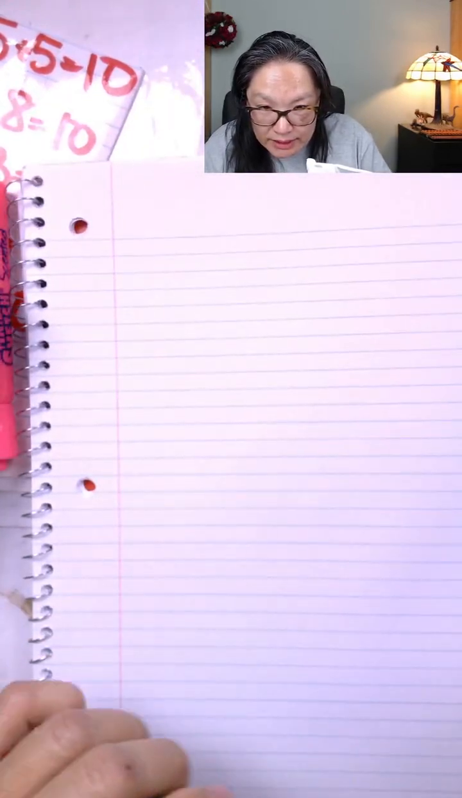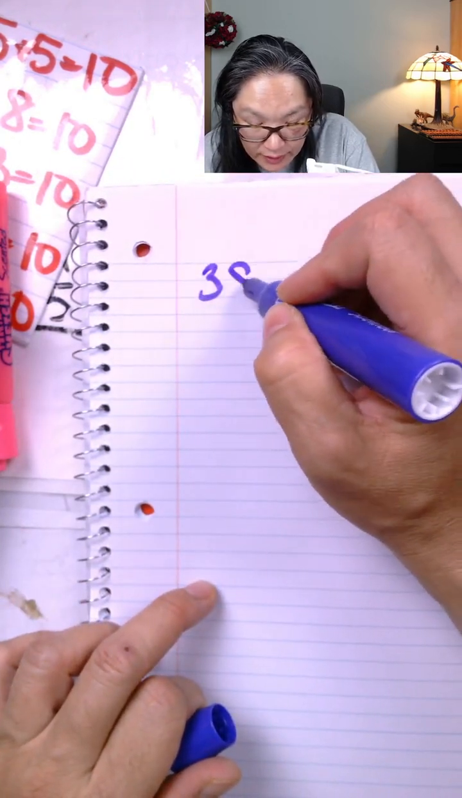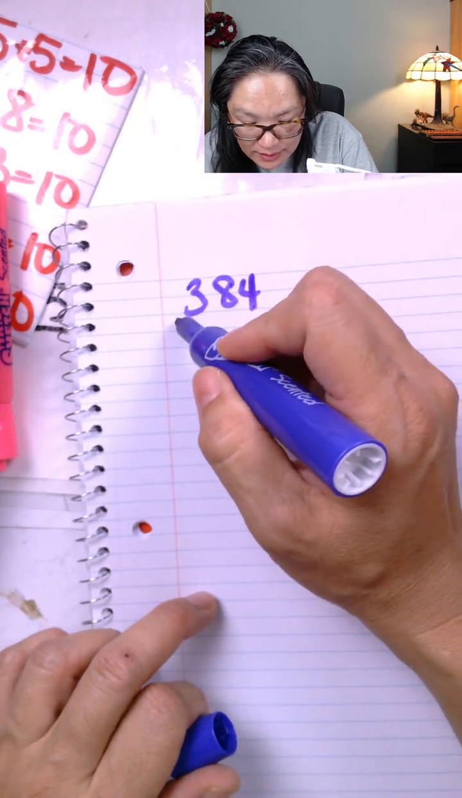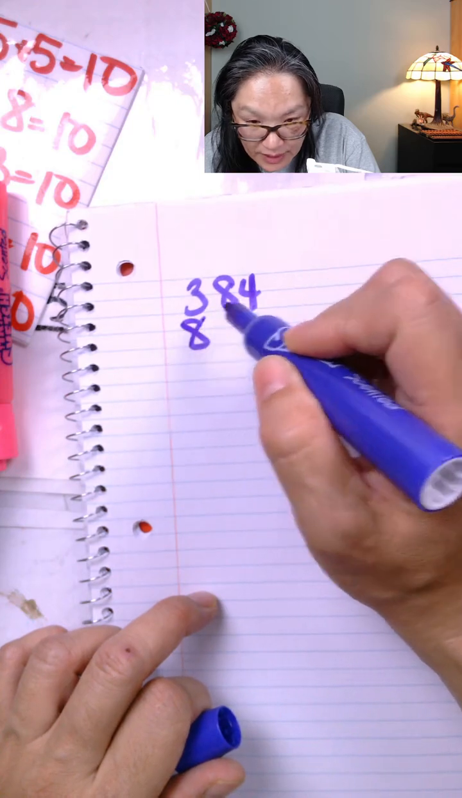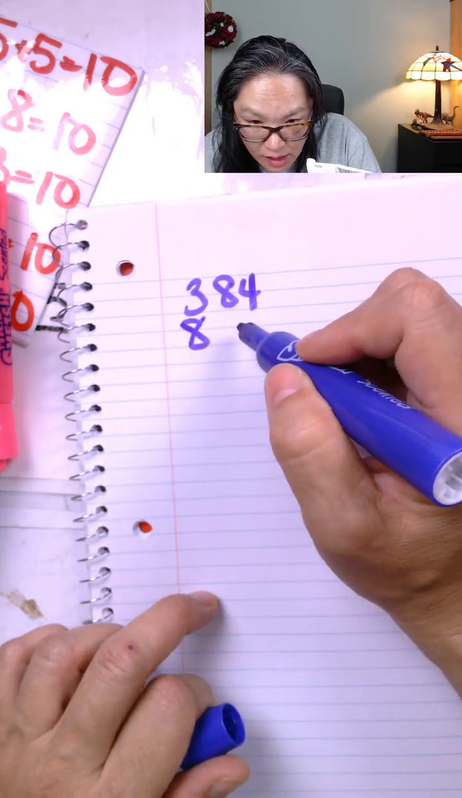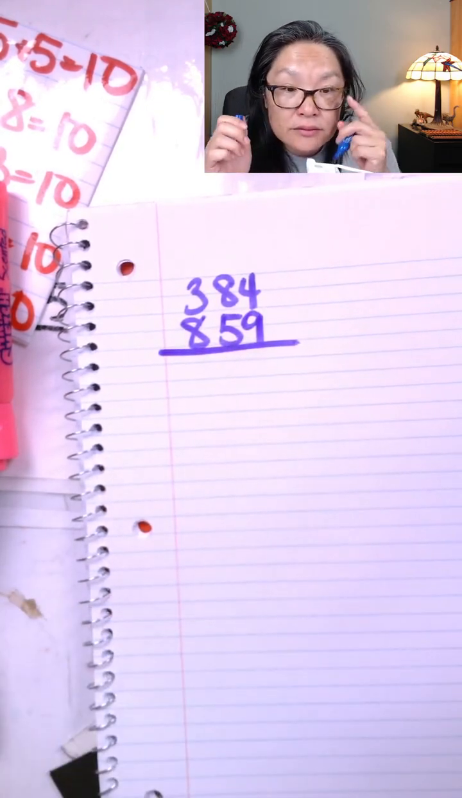This one will be a little bit more. Why? Because we have 3, 8, 4 plus 8, 5, 9. Wah! All right, let's see.